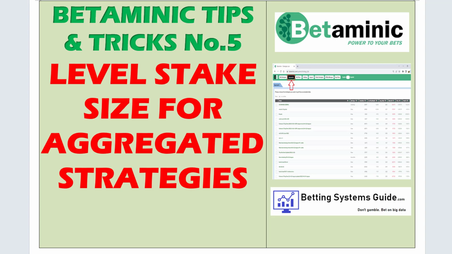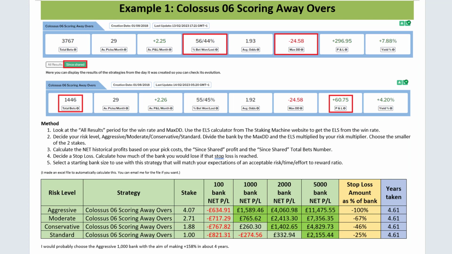Betaminic Tips and Tricks number 5. Level stake size for aggregated strategies. In the previous video, I showed 4 examples of how to take the data from the Betaminic site's Betamin Builder and use that to calculate the right level stakes amount for different risk amounts. So that if your plan is to risk 100% of your bank, then how much should your level stakes be?